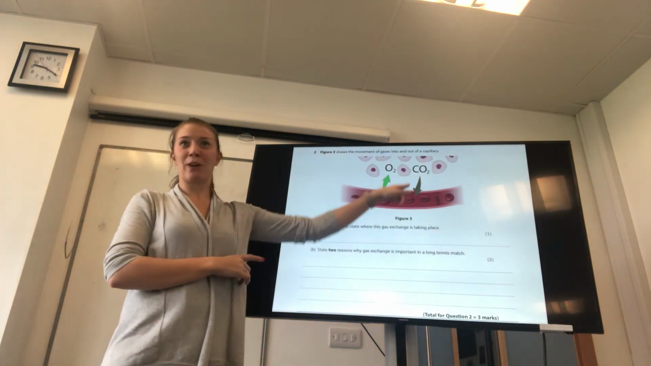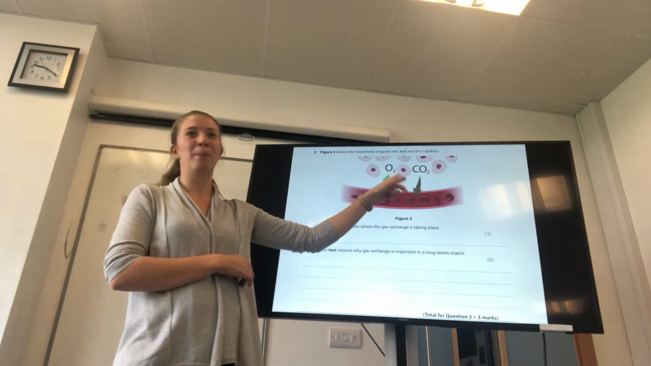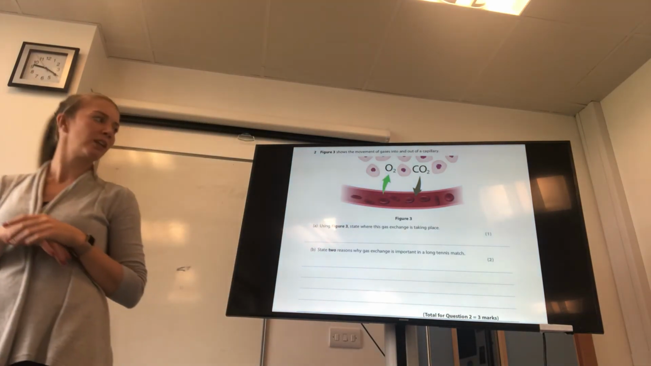So that would be very quick for most people to write alveoli there. So it's giving you this figure on purpose. Always look at their drawing.